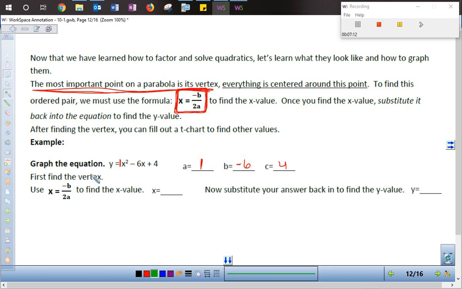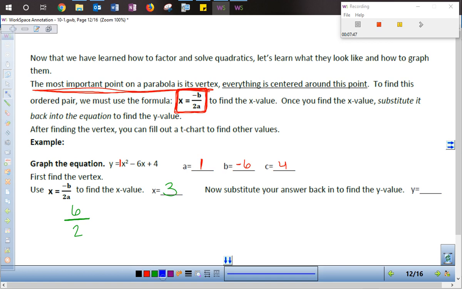Now, to find the vertex, we're going to take each one of these numbers and substitute them into this formula right here. So to find the x value of my vertex, we're going to take the opposite of my B value. My B value is currently negative 6, so the opposite of that is positive 6. Then we're going to put that over 2 times my A value. My A value is 1, so 2 times 1 is 2. Now 6 divided by 2 gives me an x value of 3.